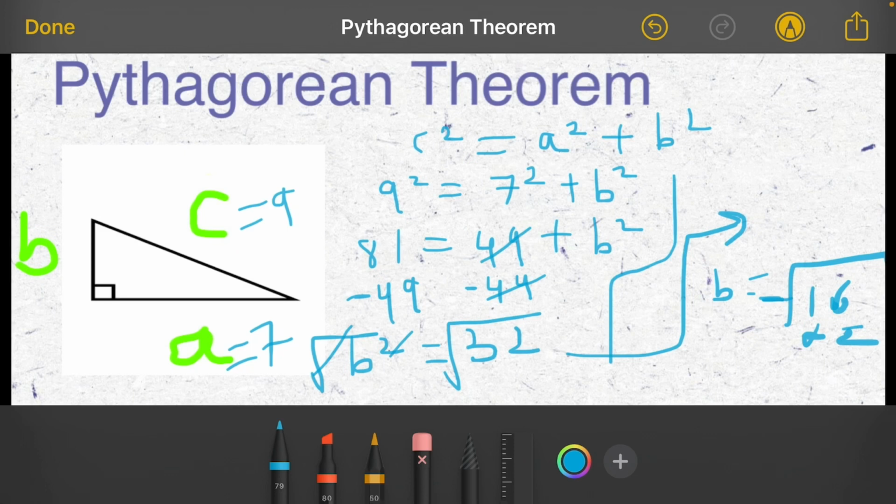We can say that b is the square root of 16 times 2. And then after that, we need to distribute the square root to the 16 and the 2. So it's the square root of 16 times the square root of 2. What is the square root of 16? It would be 4. So it would be 4 square root of 2. And this is the answer.